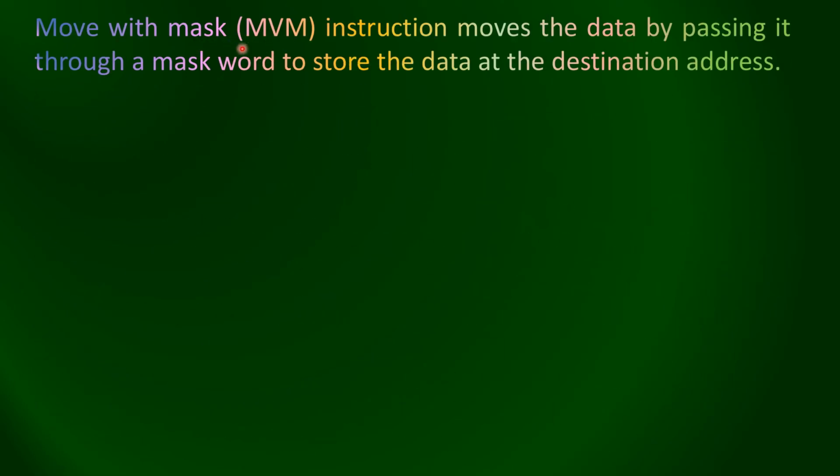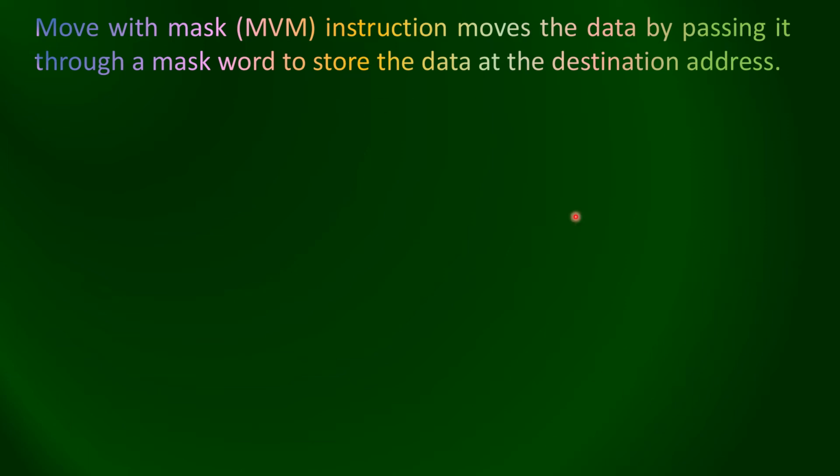So move with mask is another instruction which can transfer the data from one register to another register, but masking a portion of the data. Masking means hiding a portion of the data. So here three registers are involved: the source, the mask register, and the destination register. The mask register normally hides a portion of the data, so partial data moves from source to destination, but whatever the previous data was in the destination, it will remain there as it is.